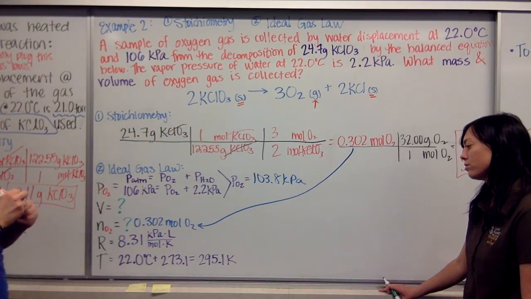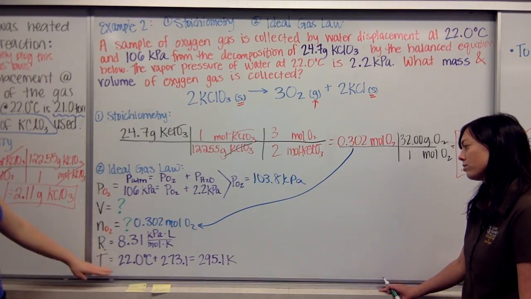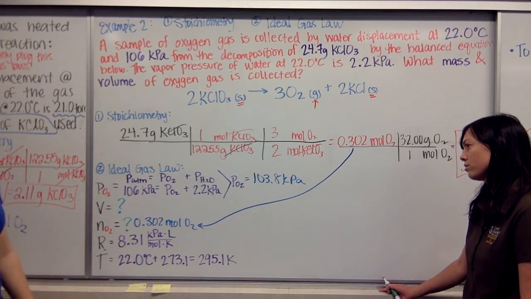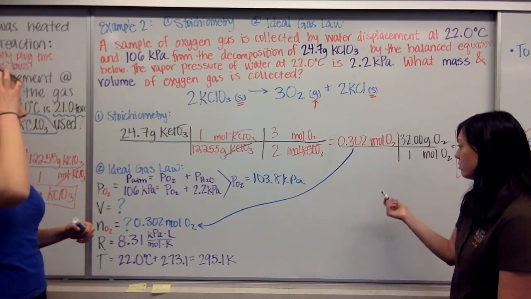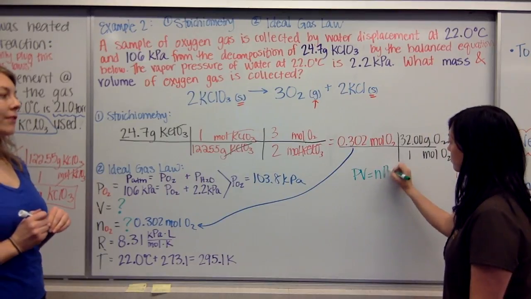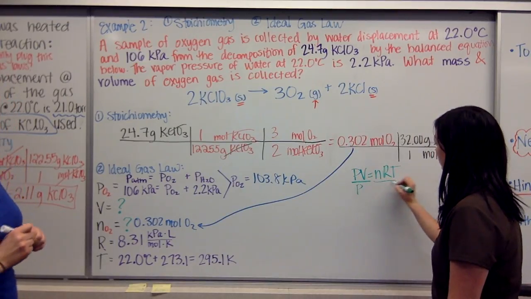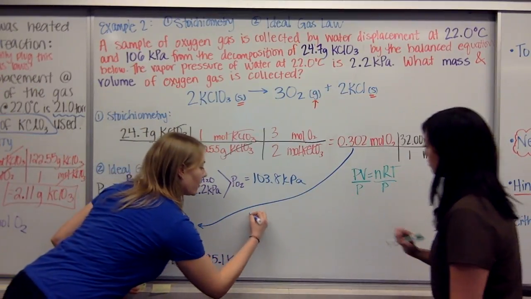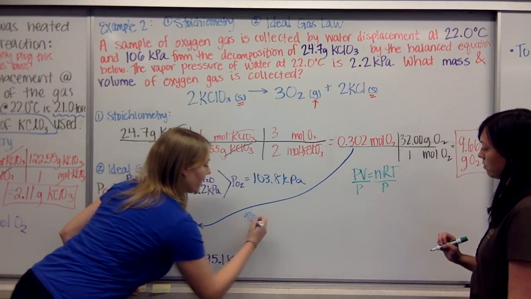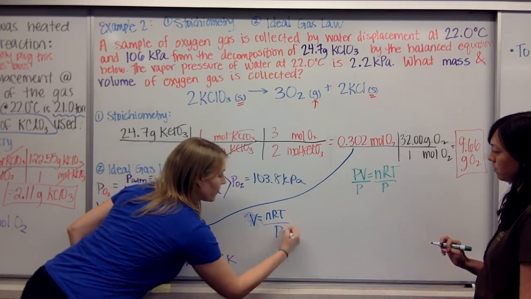Right? Now, all we don't know is volume. We have our moles, we have our R constant, we have our temperature that I've already turned into Kelvin. So, PV equals nRT. And this time, we're solving for V, so we need to divide both sides by P. We get V is equal to nRT over P.